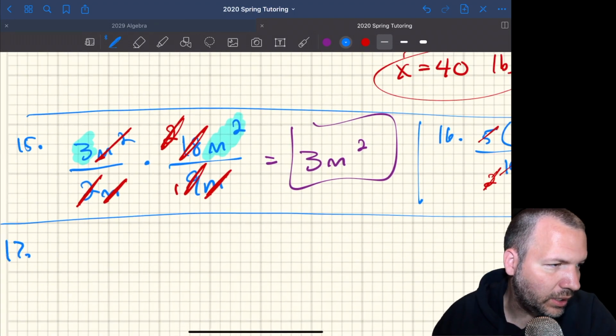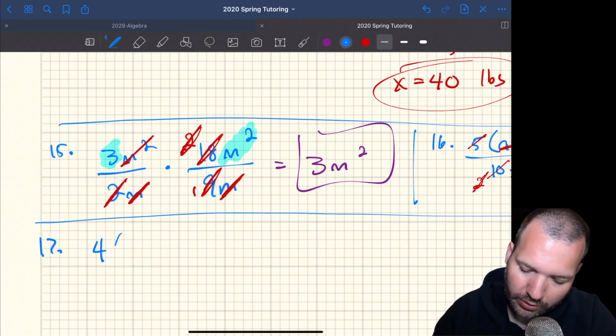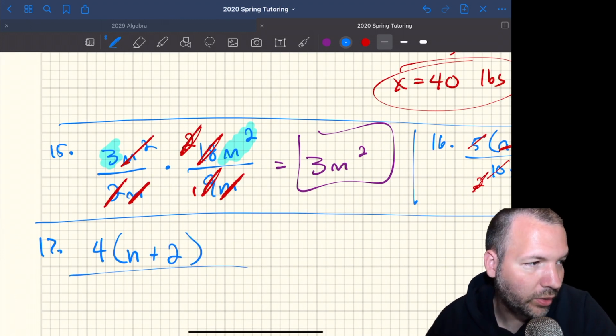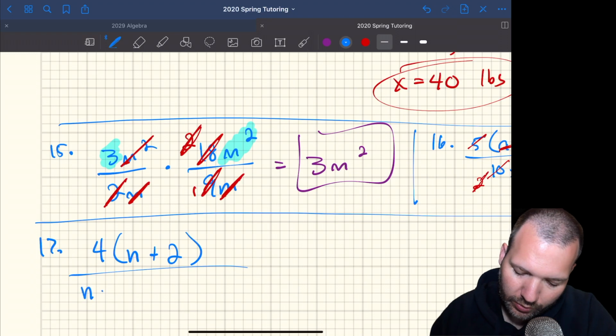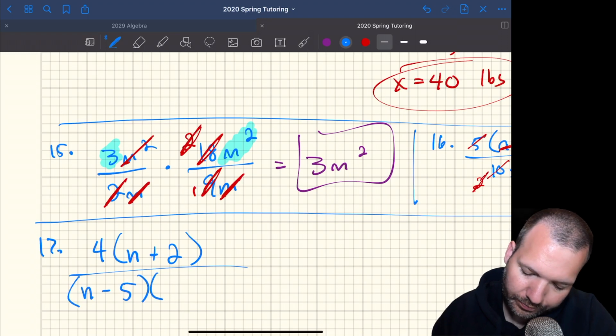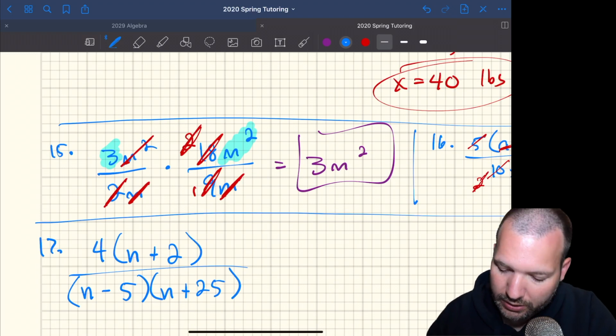Number 17. Again, I just want to go ahead and start the factoring. Using the distributive property, I pull that 4 out using my difference of squares pattern. N squared minus 25 is the same as n minus 5 times n plus 5.